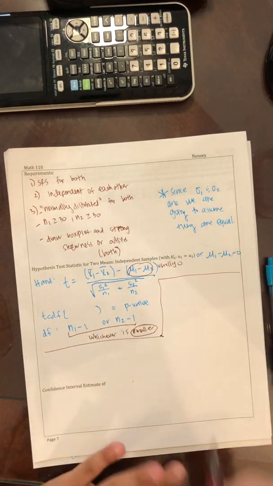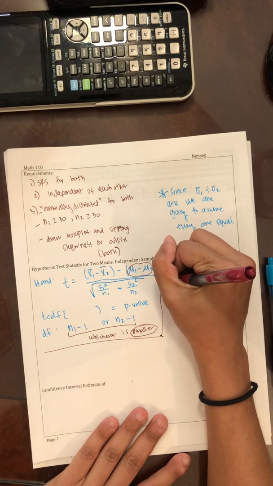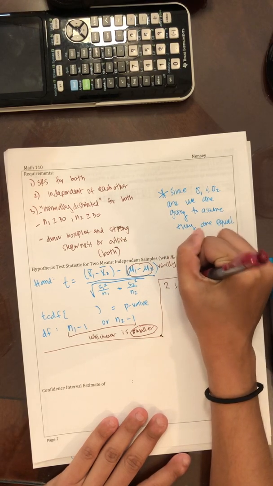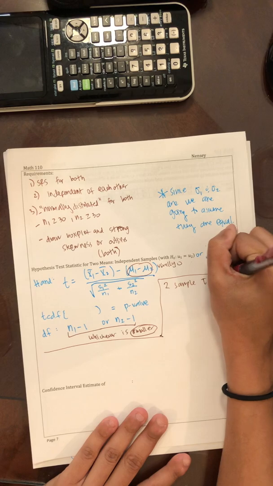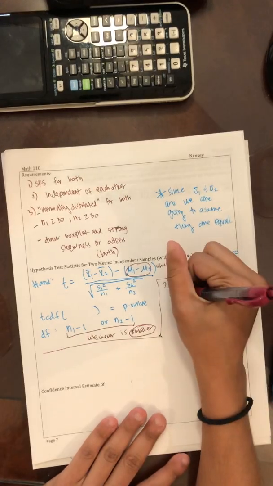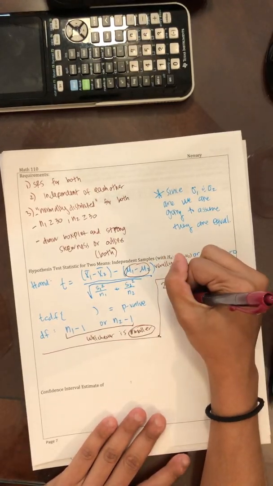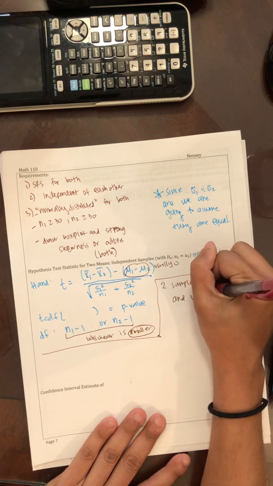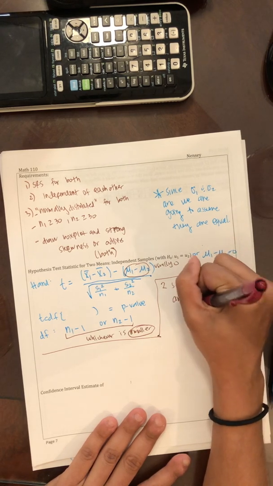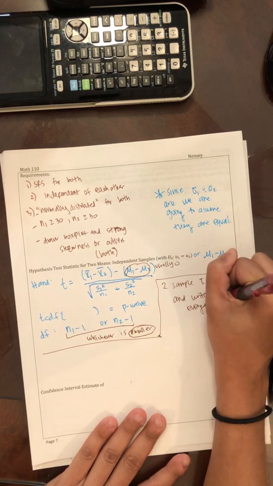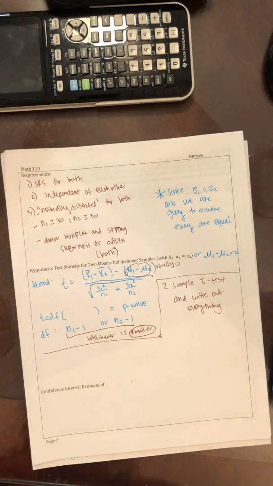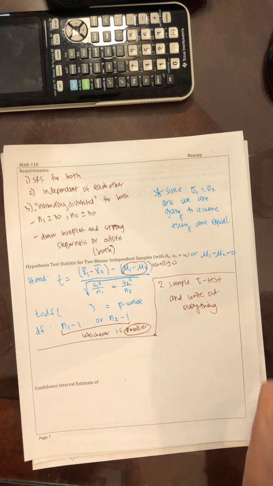Well, if you look through the tests, you can kind of figure this one out as well. It's going to be a 2-sample t-test. Then you're going to tell me what test you're using and write out everything. So again, it's pretty much the same notes as the last chapter, except now it's looking at 2 sets of data.